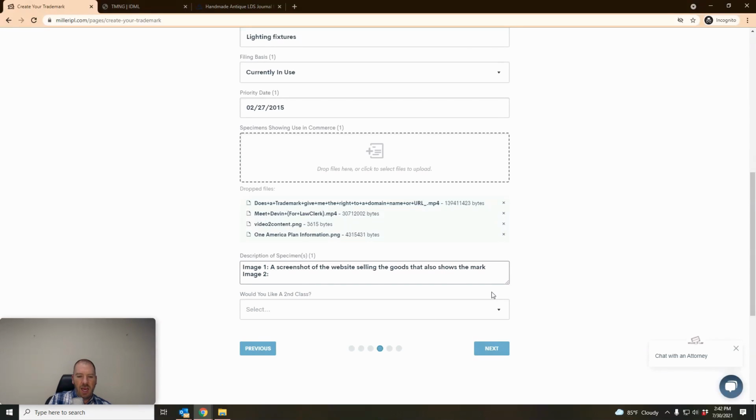You just say, hey, image 2 is going to be the photo of the journal with the mark. So now you're saying, we're selling the journal, it has the brand on it, it has the design mark or the word on it. So for each of those, you're going to upload the specimens. You're also going to put a description of the specimens.